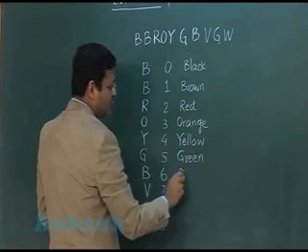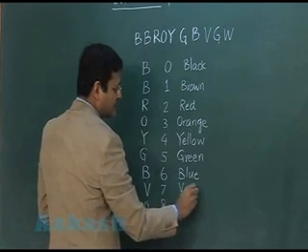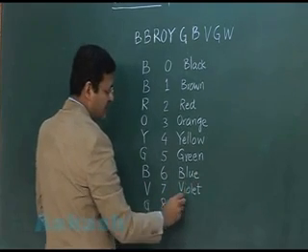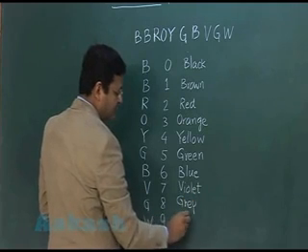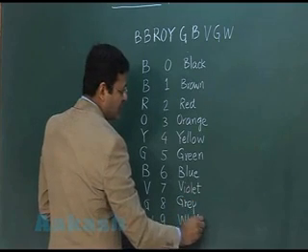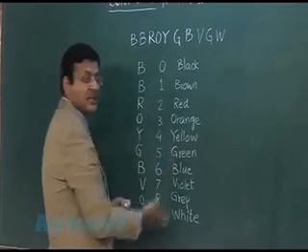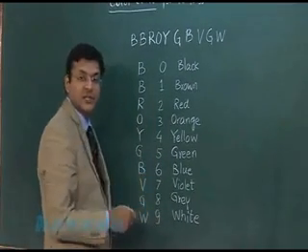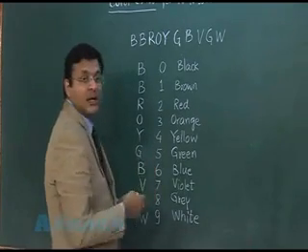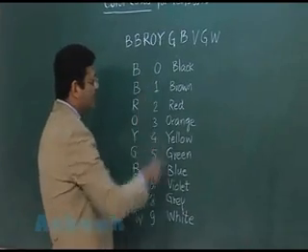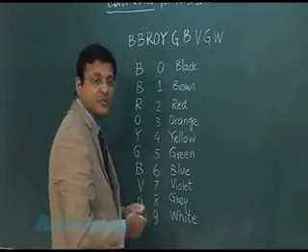This B is blue. This V is violet. This G is grey. And W is white. These are the possible colors you can see on a carbon resistor. These are the colors; strips can be of all these colors. In addition to that, generally you will find 3 strips belonging to these colors, and there can also be a fourth strip.